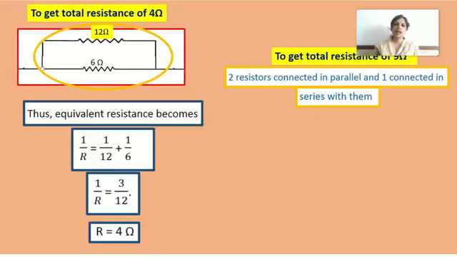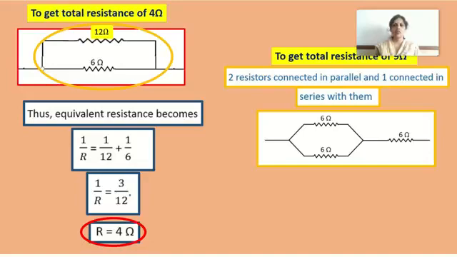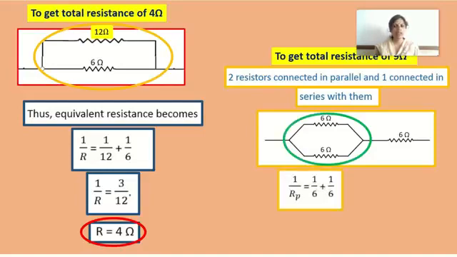Now let's check out, to get the desired output as 9 ohm, what combination is proper. Now we will try out this. 2 resistors in parallel and 1 is connected in series. So when you do so, it will look like this. But what will be the equivalent resistance of this combination? 2 resistors 6 ohm each when you connect in parallel, its equivalent resistance will be 1 upon 6 plus 1 upon 6, that is 2 upon 6. So it is 3 ohm.